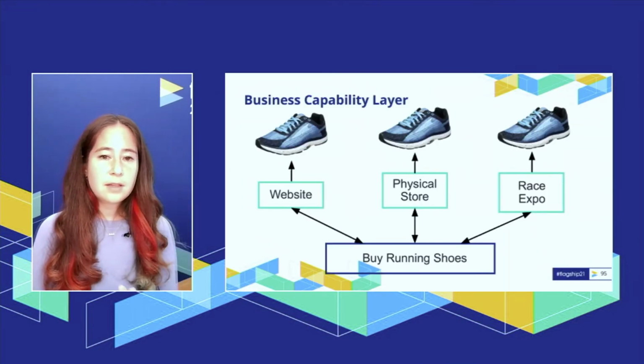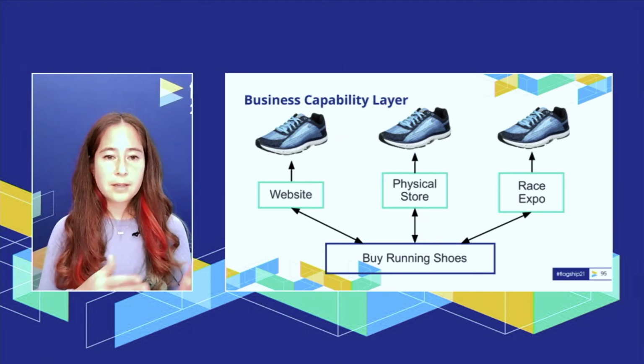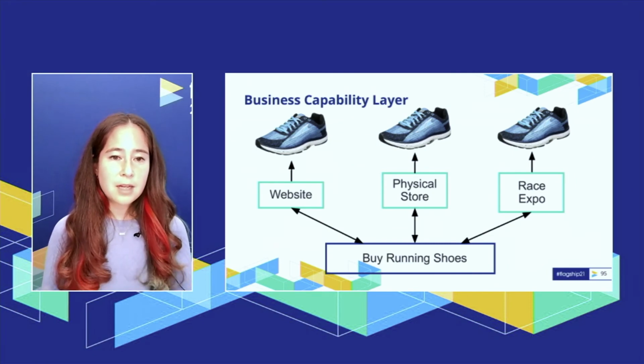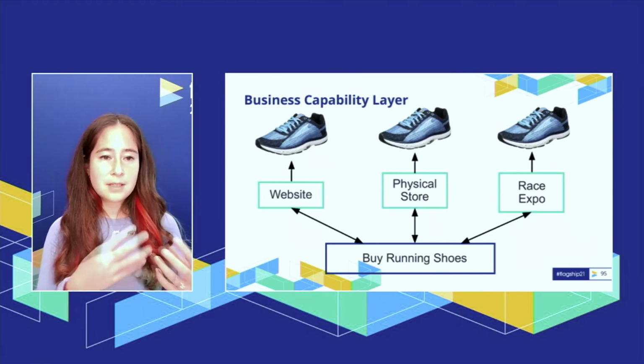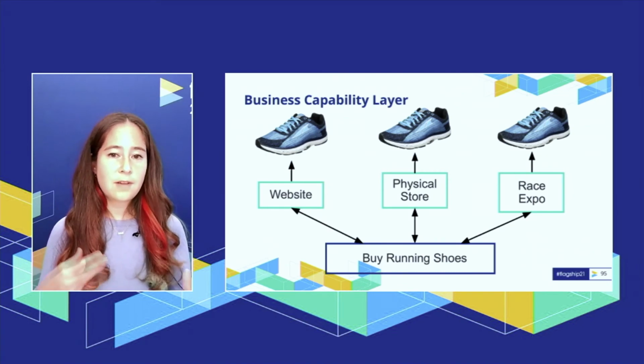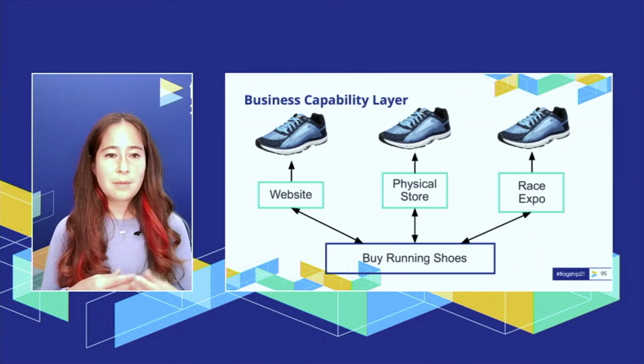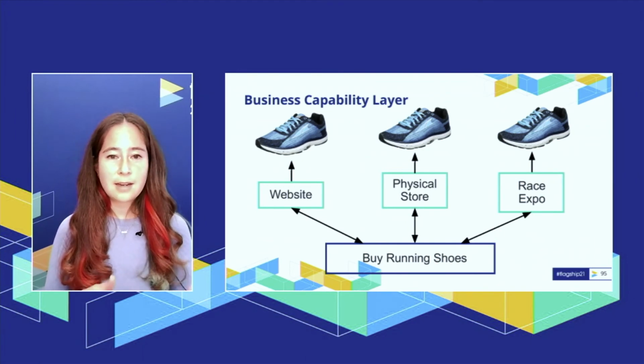And typically, they're the features that you want to have a consistent experience across all of those different clients that we just talked about. For example, if I'm buying running shoes, I want to be able to have the same basic things happen if I'm on the website, or if I go into a physical store, or if I'm at a race expo, right? I want to be able to pick out some shoes, give them my credit card, charge it, and walk away with shoes.